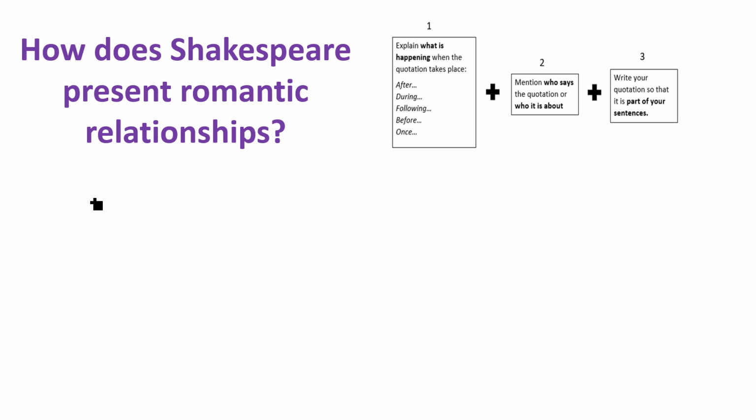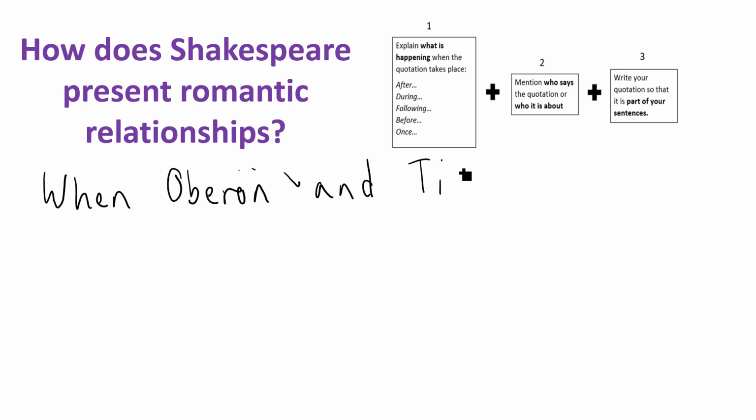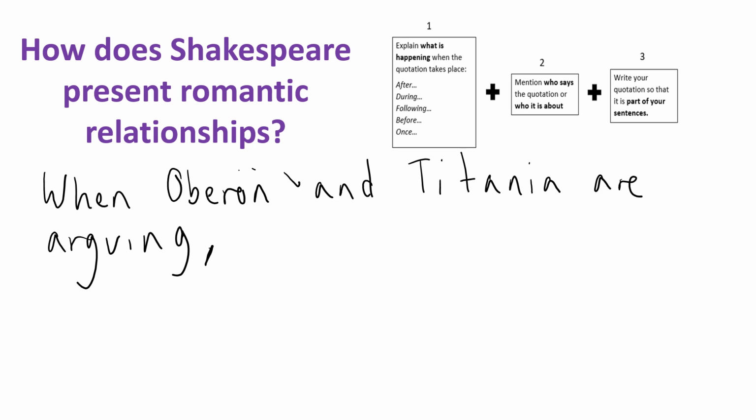So, I've already chosen my quote. It's the one from Oberon that I highlighted just at the beginning of the lesson. So, that quote takes place when Oberon and Titania are arguing. So that's what I'm going to write. So when Oberon and Titania are arguing, and then I'm going to put a comma. That is my first step of my quote done.